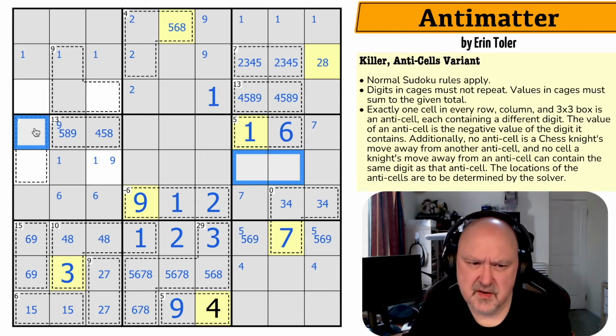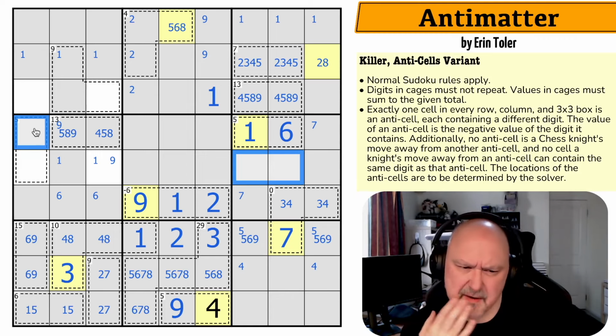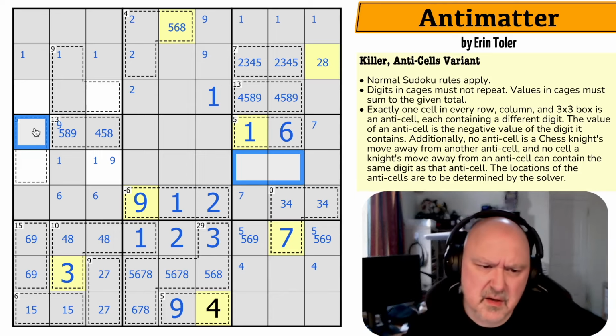What's the obvious thing I'm missing here? Sorry, I am completely stumped. How did someone set this as their first puzzle? I don't have it. I really don't have it.